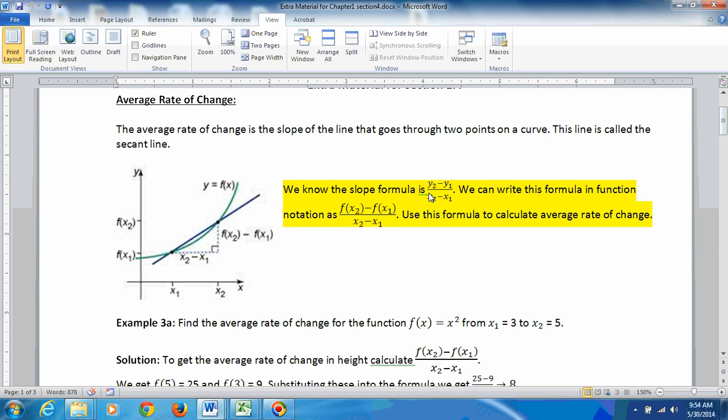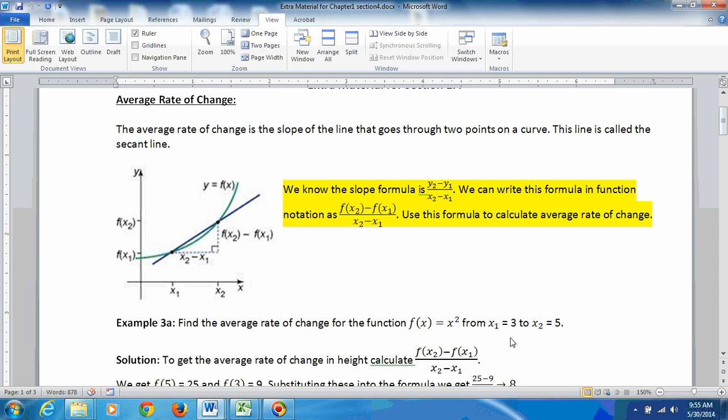Well, the slope formula is you find the difference in the y's, and you divide that by the difference in the x's. Y's over x's, okay? To get the slope of this secant line, we just get the y value at this x value and the y value at this x value and subtract these two y values. Written in function notation, we say f of x2 minus f of x1. That means the y value at x2 minus the y value at x1, and then we take the two x's and subtract them. So it's really just the slope formula, and you're finding the slope of the secant line, the line that goes through those 2 points.